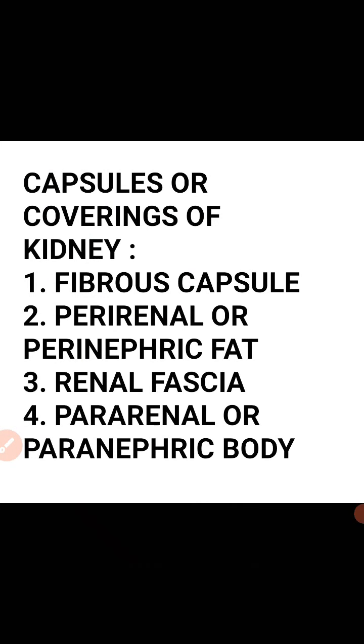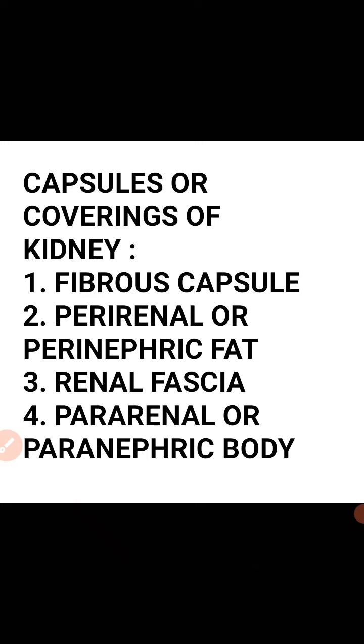And there are many coverings for the kidney, which are also called capsules. So the capsules or coverings of kidney are 4 in number. They are fibrous capsule, perirenal or perinephric fat, renal fascia, and pararenal or paranephric body. The fibrous capsule is a thin membrane which closely invests the kidney, and it lines the renal sinus. Normally the fibrous capsule is easily stripped from the kidney, but in certain diseases it becomes adherent to the kidney and cannot be easily stripped.